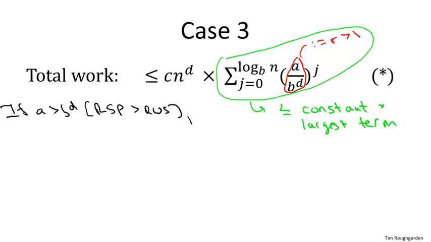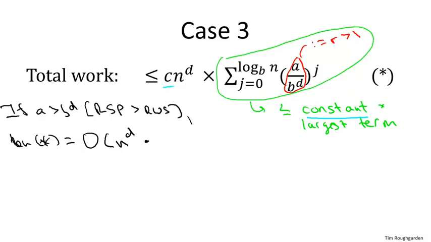Therefore, we can simplify the expression star to the following. I'm going to write it in terms of big O notation, and like on the last slide, I'll use it to suppress 2 different constants. On the one hand, I'm going to be suppressing the constant c, which we inherited way back when from the original recurrence. And on the other hand, I'm going to use it to also suppress this constant that comes from the basic sums fact. So ignoring those 2 constants, what do we have left? We have n to the d times the largest term of the sum.